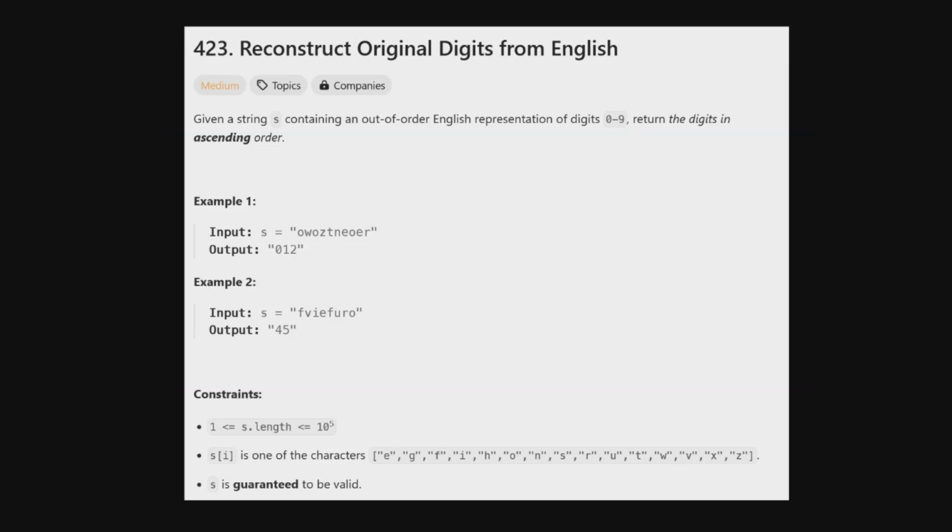Reconstruct original digits from English. So we're given a string S containing an out-of-order English representation of the digits from 0 to 9. We're asked to return those digits in ascending order. In other words, we're just given a bunch of shuffled characters and we're asked to retrieve the words from 0 to 9 from that.